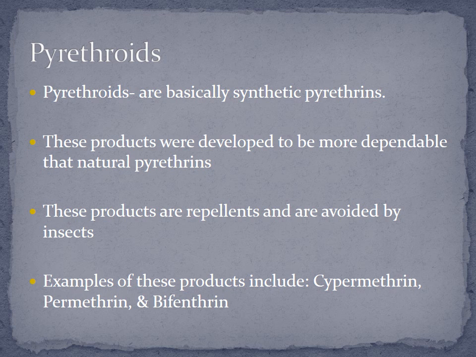Next group of insecticides we need to take a look at are probably the most commonly used insecticides out there in the pest management industry. This would be the group called pyrethroids. Pyrethroids are basically synthetic pyrethrins. So actually, if you can imagine, pyrethrins are going to be your mostly natural products. Your synthetic pyrethroids are going to have another chemical introduced into them in a laboratory. The reason why these products were developed was to be more dependable than the natural pyrethrins.